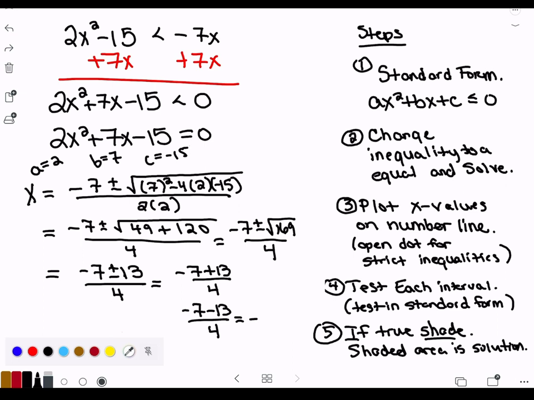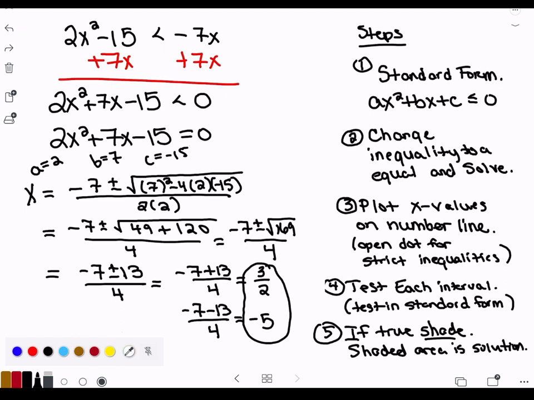So this one at the bottom will be negative 5. And the one at the top is going to be 6 over 4, which reduces into 3 over 2. Yeah, that's right, 3 over 2. So the two answers I got for my x value are 3 over 2 and negative 5.